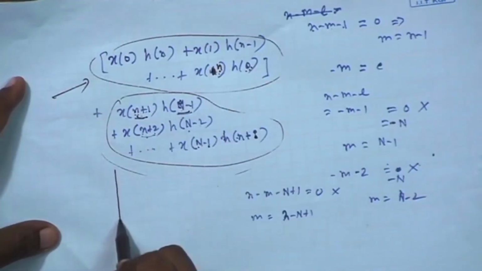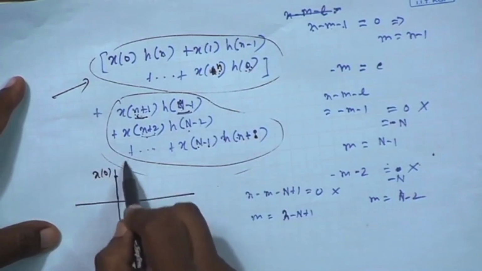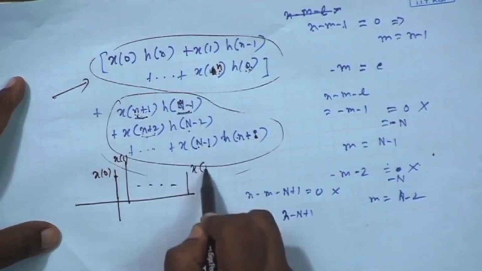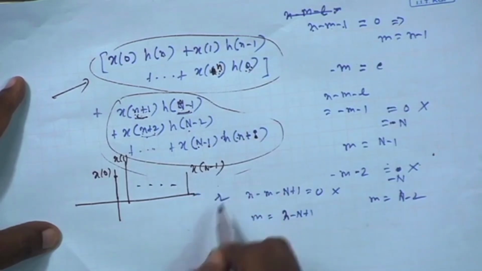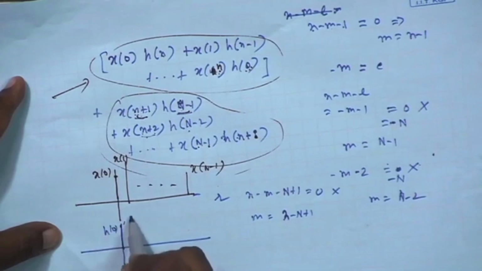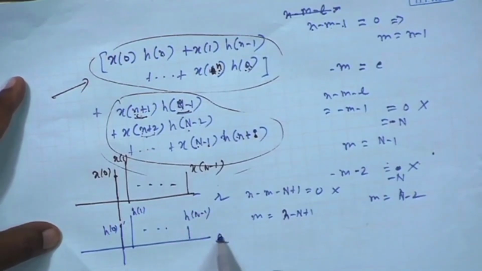If you have two sequences, say x 0, x 1, dot dot dot, say x N minus 1, okay, in terms of say r, and you have another sequence h 0, h 1, dot dot dot, say h N minus 1, in terms of L, in terms of again r.